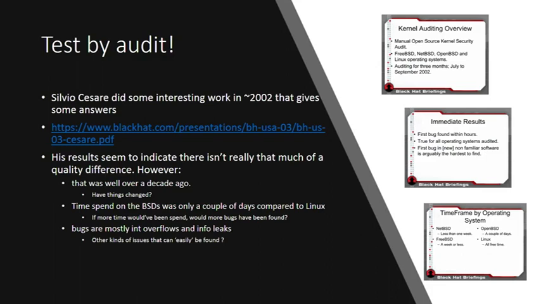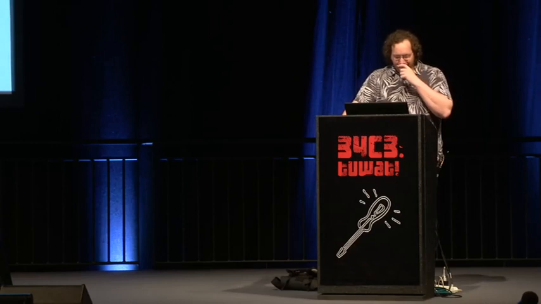The other thing he said was that he only spent a couple days on BSDs and then 3 months on Linux. And so if you had spent longer on the BSDs, would you have gotten more bugs, or would you sort of hit a limit, right? And then the third one is, if you look at his presentation, and this is 15 years ago, he mostly found trivial integer overflows and info leaks and nothing else. And so the other thing I had is, what if I expand the number of bugs I look for? What if I also look for race conditions and things like that?